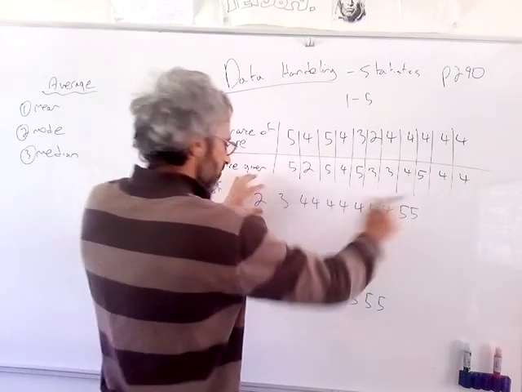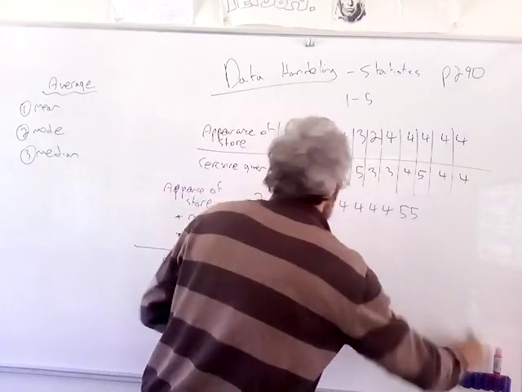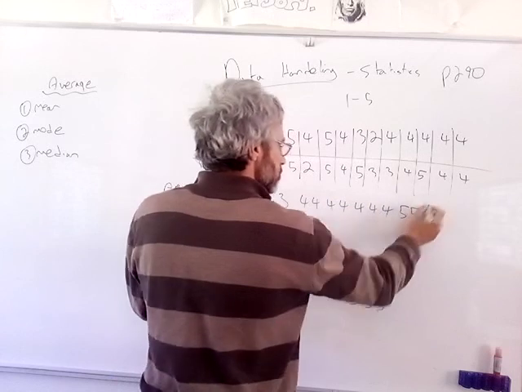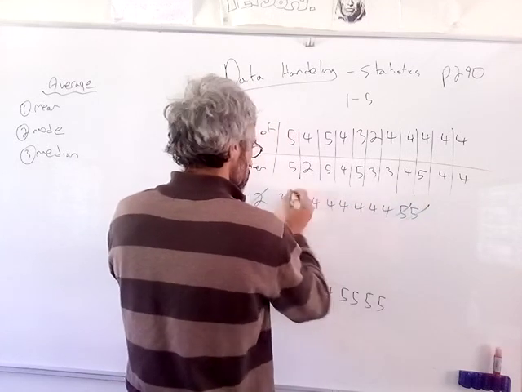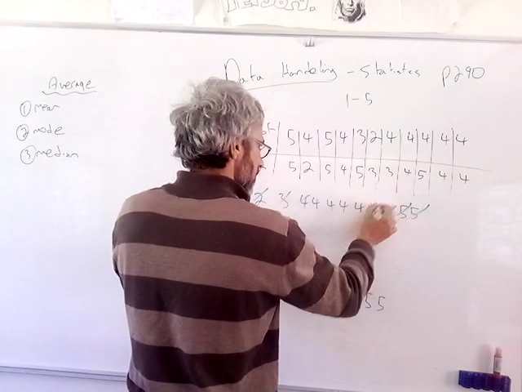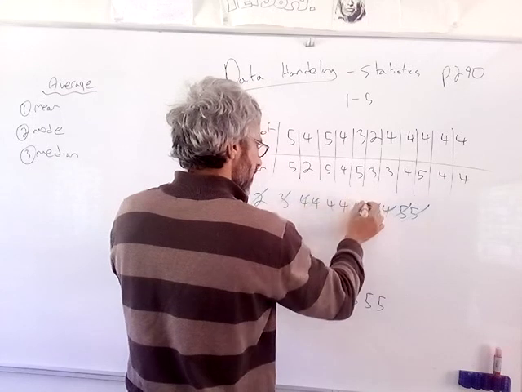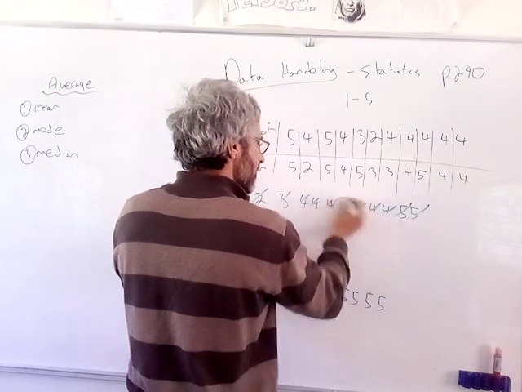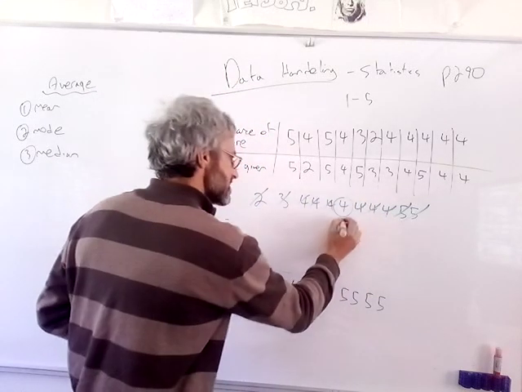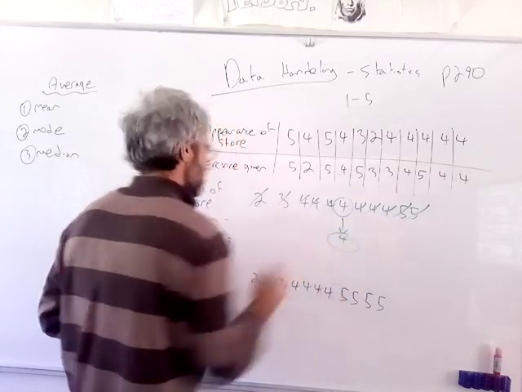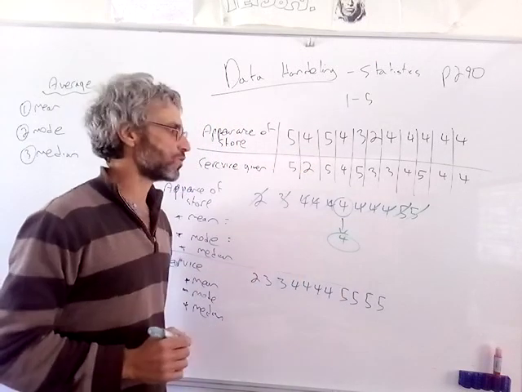So to find the middle value, I'm just going to cross them as I go along, right? So I'm going to cross those two extremes, then I'll cross those two, and those two, and those two, and those two, and then I find the middle value. So the median is 4. That's the median for the appearance of the store.